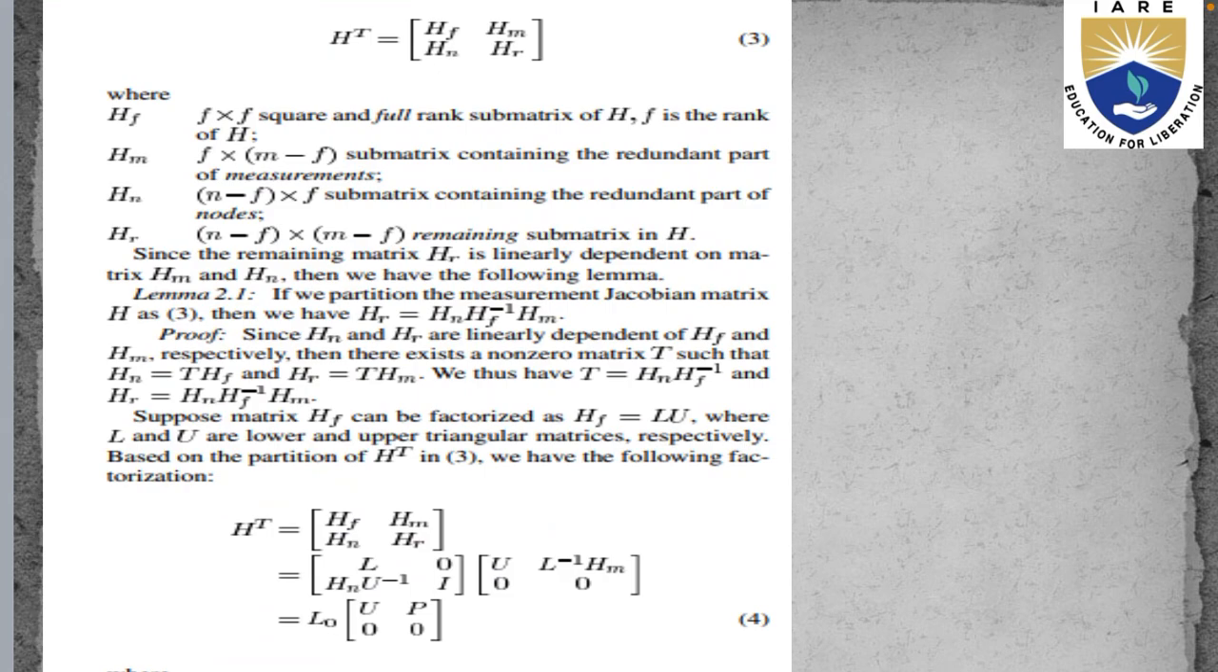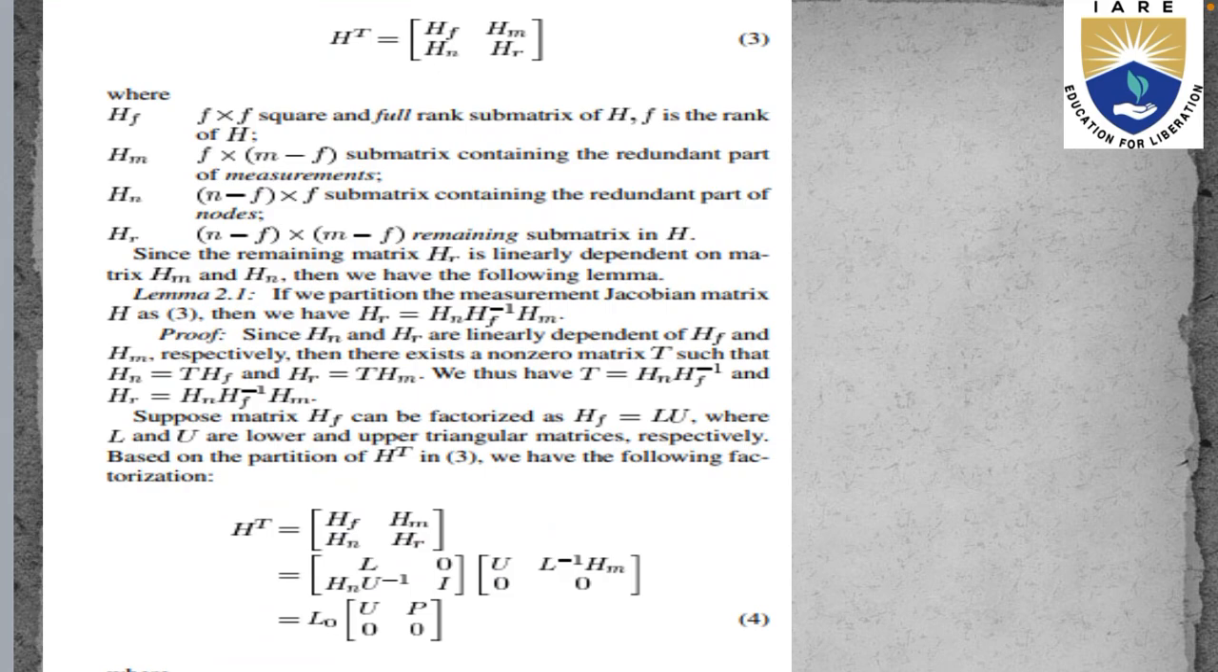H^T = [ρ1 H_F, H_M; ρ2 H_N, H_R]. This is equation 3, where H_F is an f cross f full rank submatrix of H, and f is the rank of H. H_M is f by m minus f.